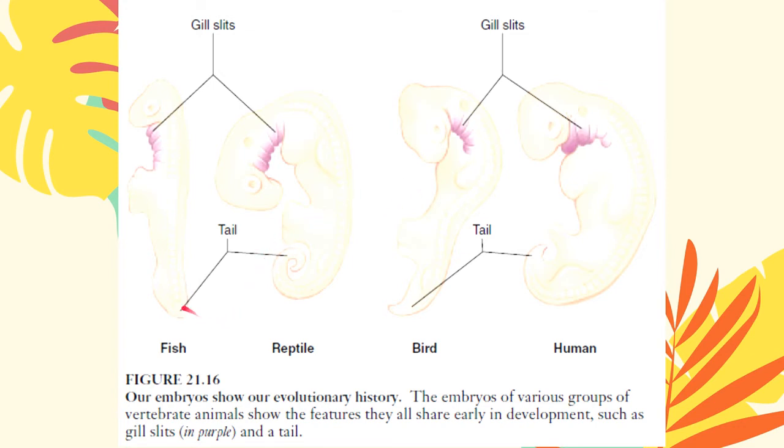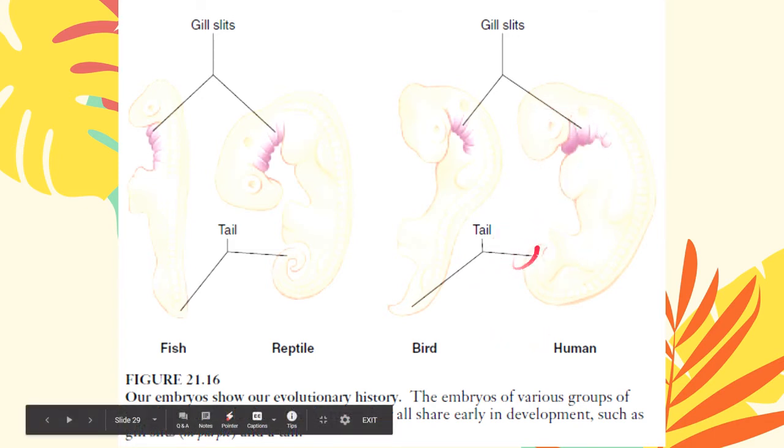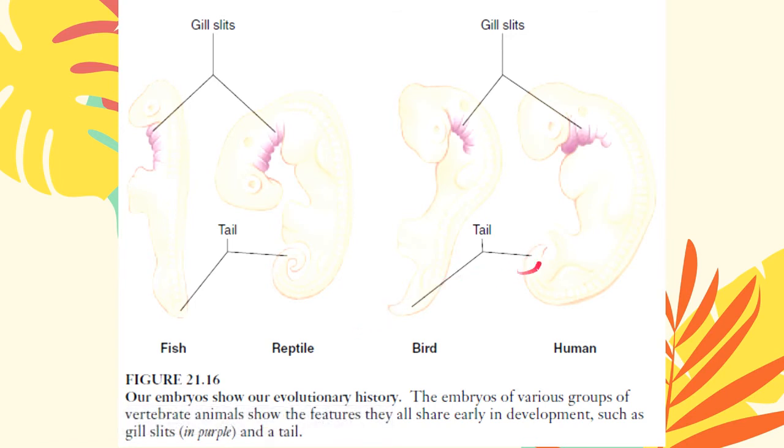Then we also have tails like fish, reptiles, and birds, even humans. It's just that we lost our tail as our species evolved. But even in embryonic development, in the human baby, human fetus, human offspring, we still retain that tail, which will eventually disappear as the embryo grows.